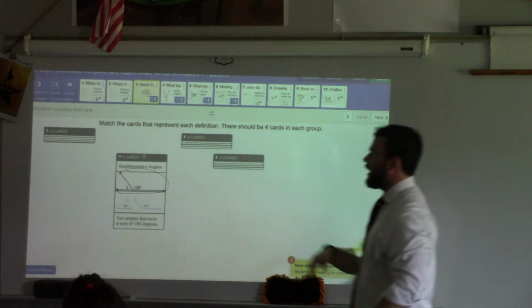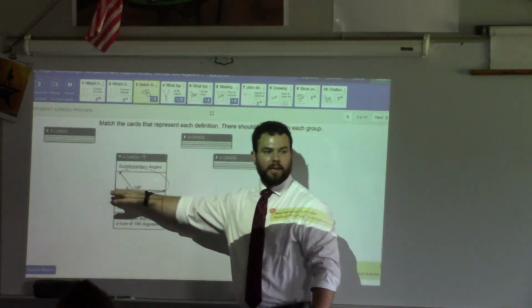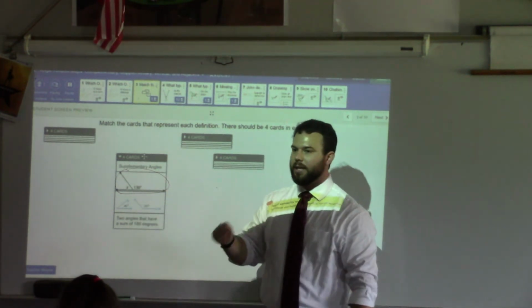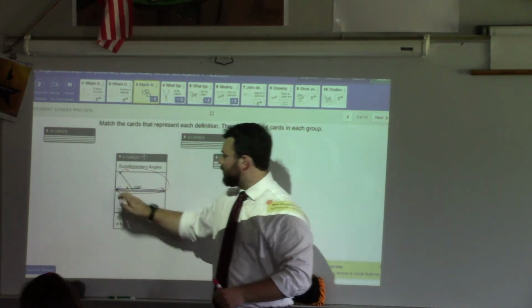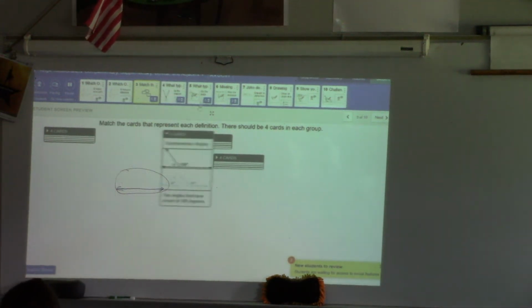We need to recognize these are supplementary, correct? Yes. Are they adjacent and supplementary? Yes, so they are a linear pair. Notice the sides not in common create a what? Straight line. Well, all lines technically are straight, so just a line, yeah.